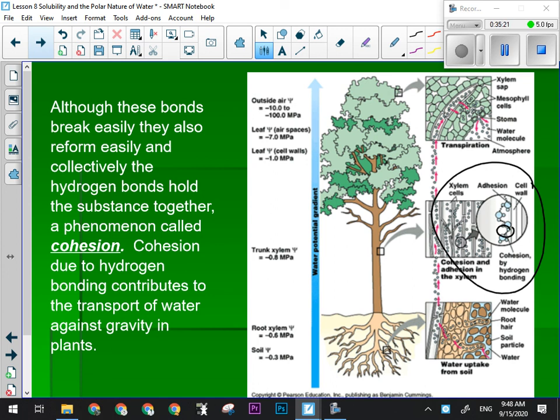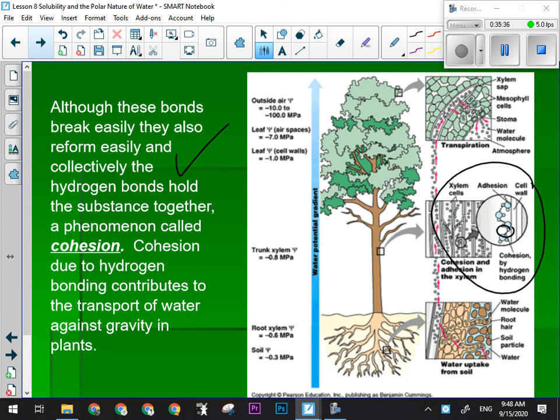Okay, everybody all right with that? Would that be a good example to use if I was asking you for an example of a living organism that uses the polar nature of water? Yes. Definitely. So that's what you're going to need to be able to explain to me.